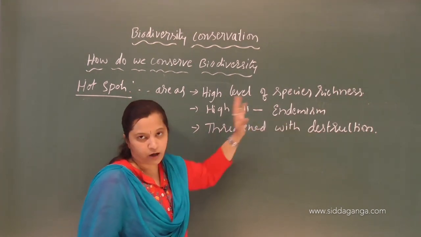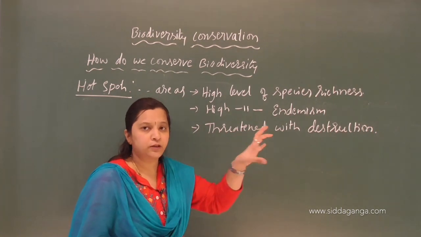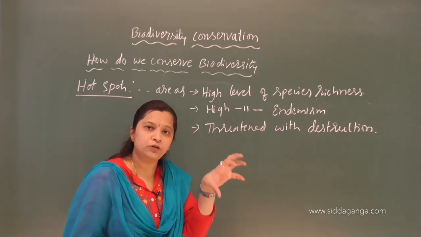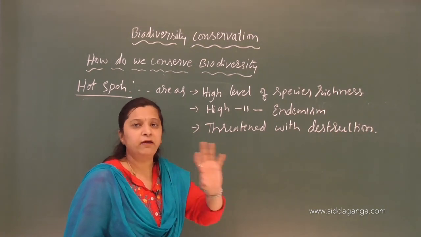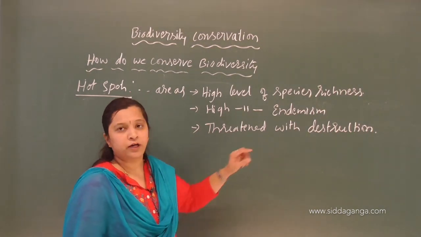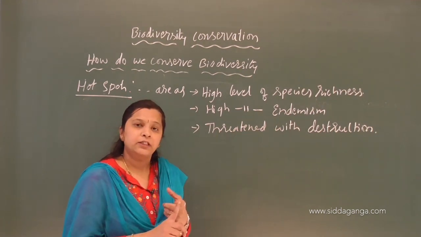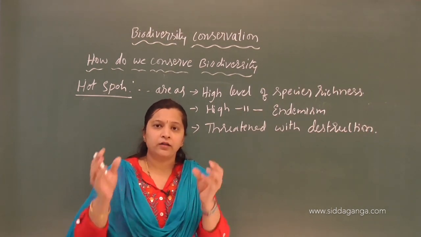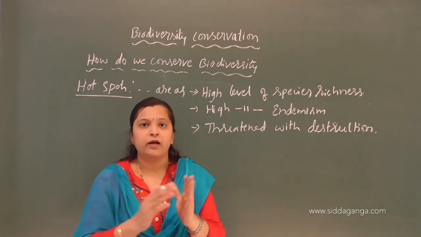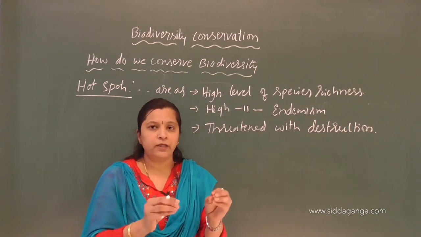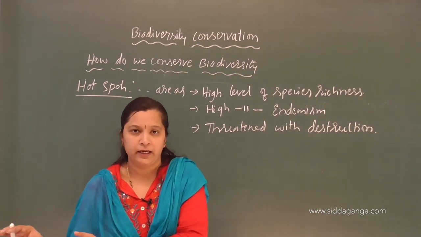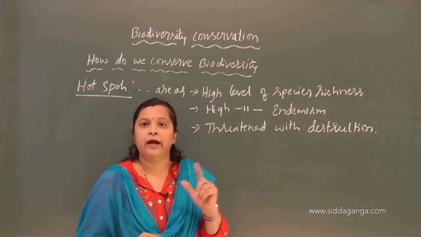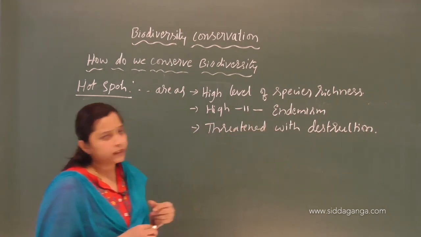So we are talking about hotspots. The species found in that particular hotspot are not found anywhere else. They are confined only to that particular area. So those species are called endemic species. Endemic species are the species which are found in a particular area and are not found anywhere else, not seen in other areas. That's called endemism.